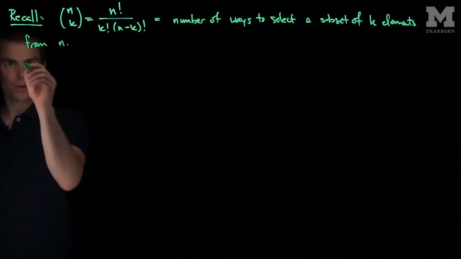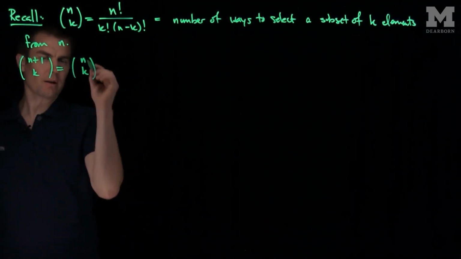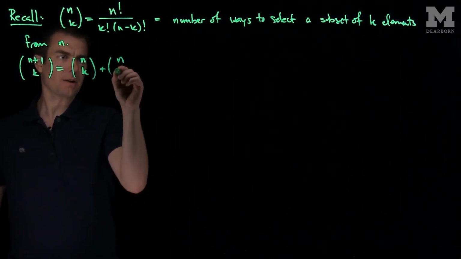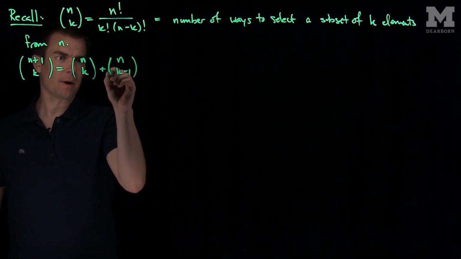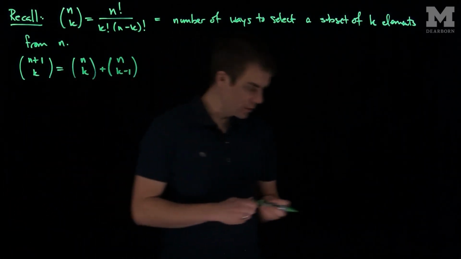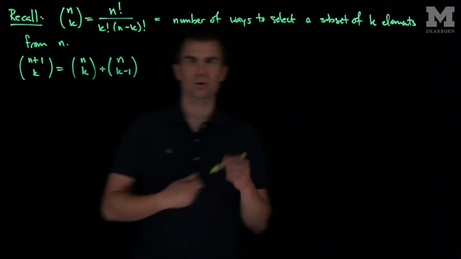And in a previous video, we saw that n plus 1 choose k was n choose k plus n choose k minus 1. And what this relationship allows us to do is build up a recursion relationship. So we'll use that to build up a triangle. It's called Pascal's triangle.